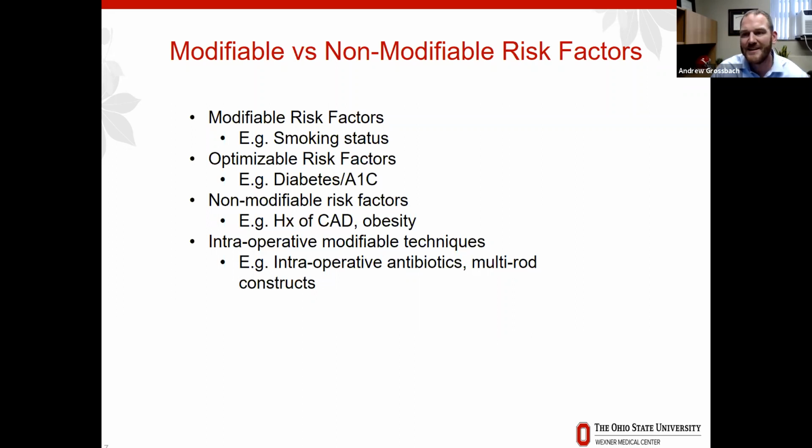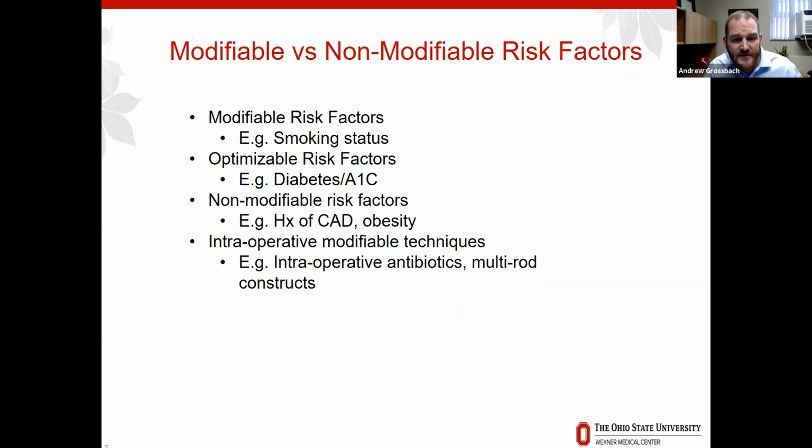I somewhat jokingly put obesity on here as a non-modifiable risk factor. People can lose weight. It's very difficult in this patient population. Their back hurts. They're not able to exercise. It's extremely difficult. I can count on 2 fingers the patients in the past several years that I've had drop significant weight for surgery. And we'll talk a little more about this in a second.